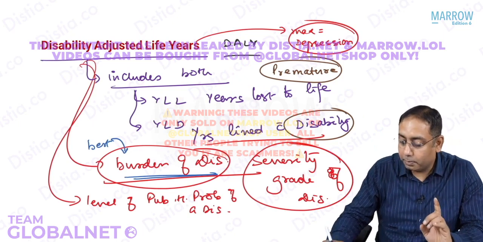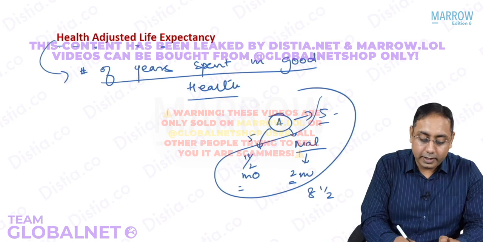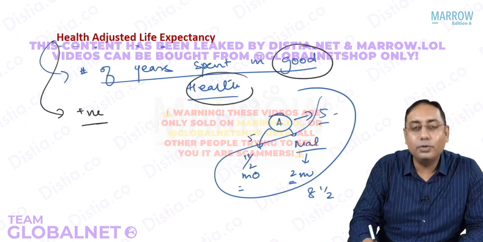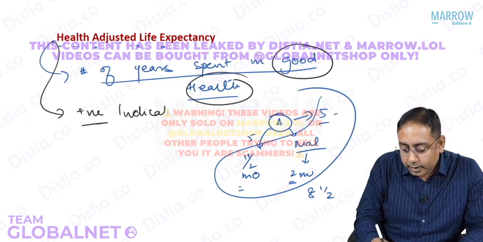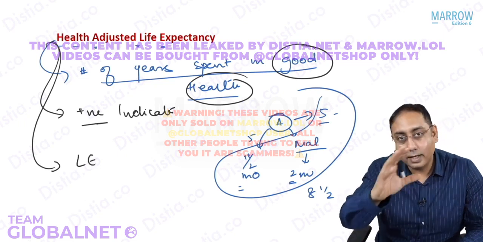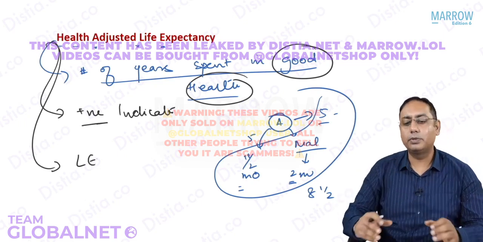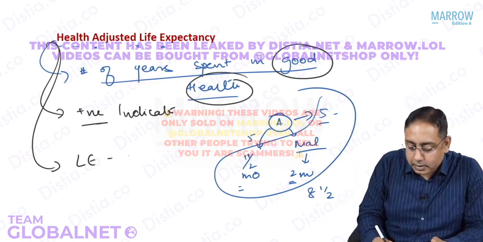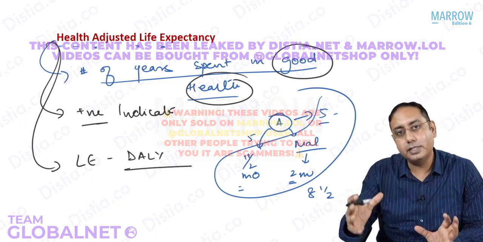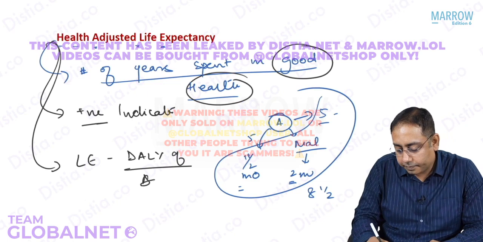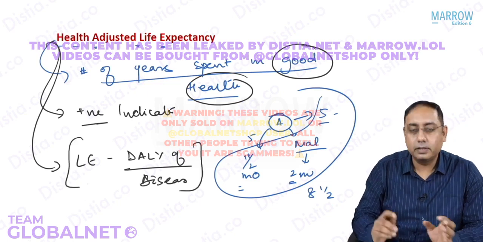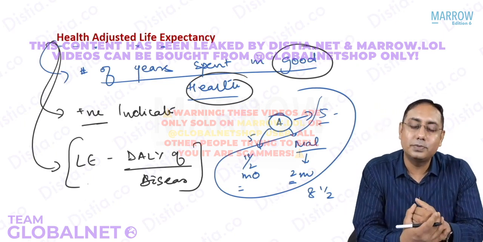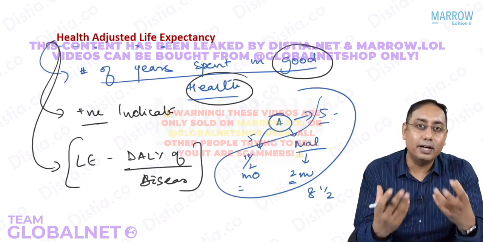But now the problem comes: what is HALE? HALE is a positive indicator. It is positive because it talks about good health, the number of years you spend in good health. It is calculated from the life expectancy in a country. Mark the word country. We don't say it for one person or one disease. We calculate HALE at the country level. So life expectancy minus the DALYs of all the different diseases. The burden of diseases that you subtract from the life expectancy will tell you, at the country level, how healthy the population is. The number of years lived in good health by a population in a country is what is HALE.